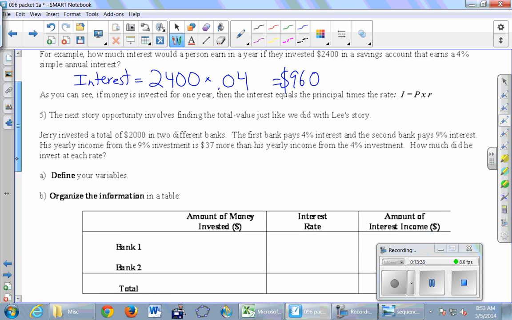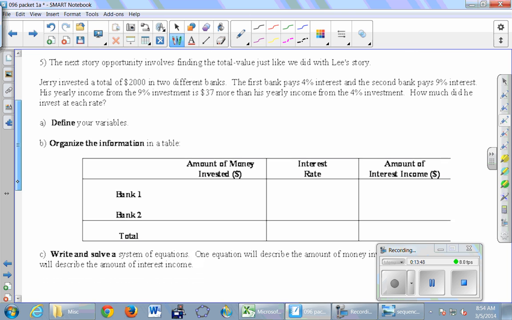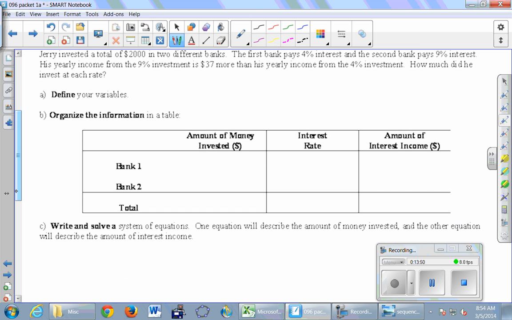All right, so let's come down here and look at number 5. Karen, can you start with the Jerry? Okay, so a different looking problem than the candy problem, but it turns out it has a lot of similarities to the candy problem. So let's start by defining some variables.